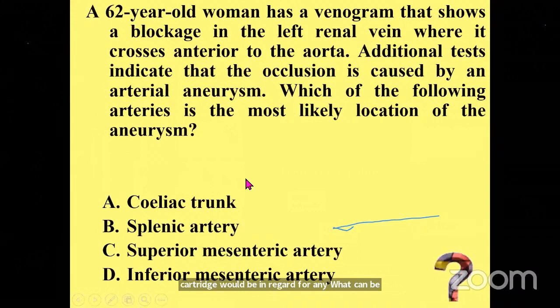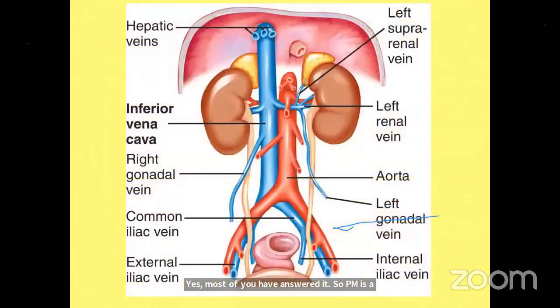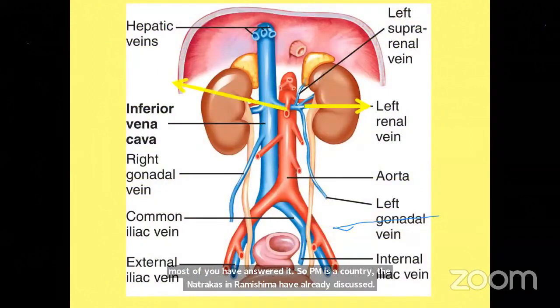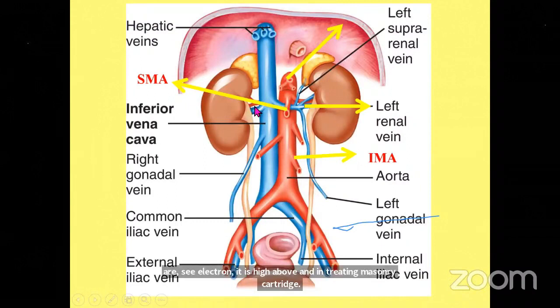We have already discussed it. Yes, most of you have answered it. Superior mesenteric artery, the nutcracker syndrome, which we have already discussed. So you can see the left renal vein, the superior mesenteric artery and the abdominal aorta. And other arteries which are coming from the aorta are the celiac trunk, high above, and the inferior mesenteric artery, low below. So the artery which is in relation with the left renal vein is the superior mesenteric artery.